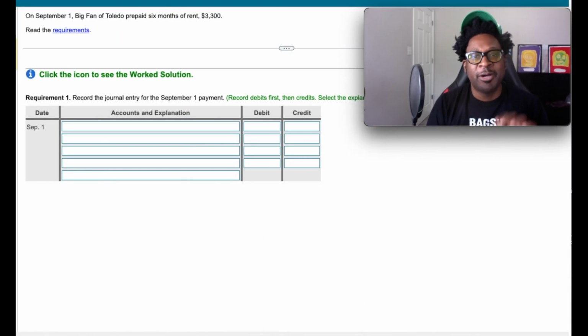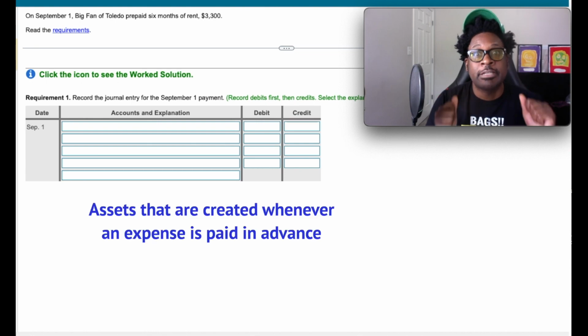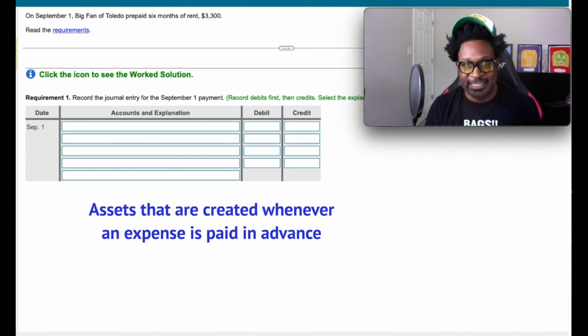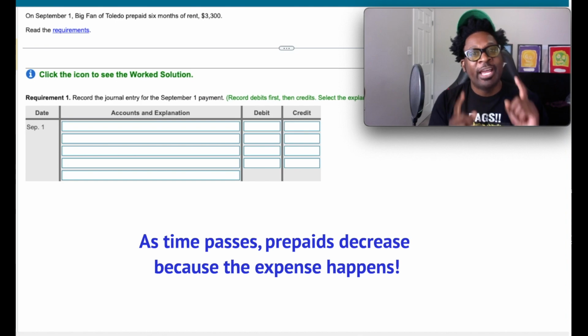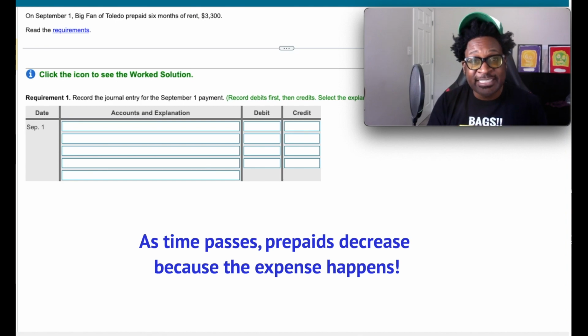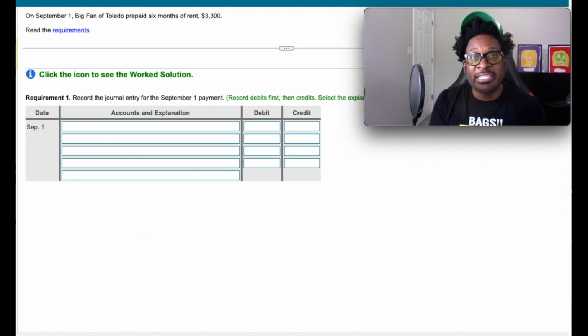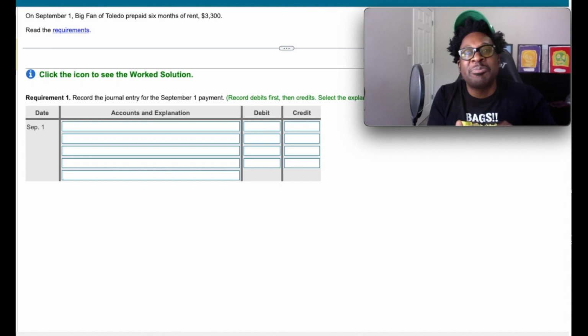Gang, we are talking about prepaid expenses. And what are prepaid expenses? Prepaid expenses are basically assets that are created anytime you prepay on an expense in advance. Expenses can be rent, insurance, advertising, etc. Anytime that you prepay for an expense in advance, you create an asset. That asset through time will get used up because the expense is actually happening. So, as far as adjusting entries are concerned, anytime that you have a prepaid expense, the adjustment portion will increase the expense because it's finally happening, thus simultaneously decreasing the prepaid asset.